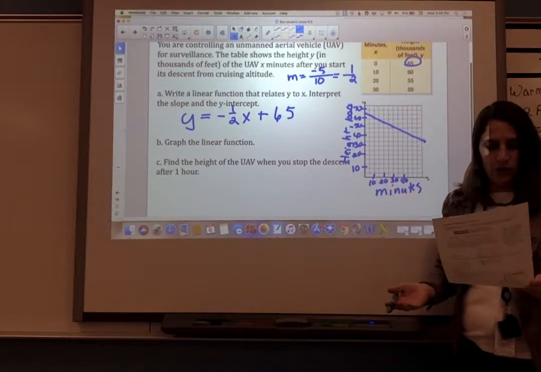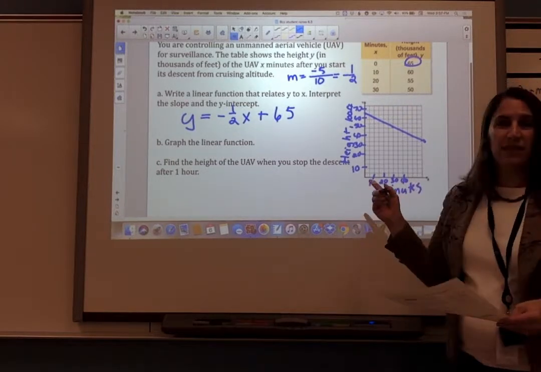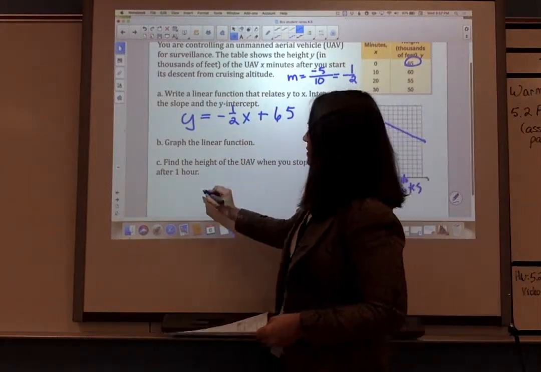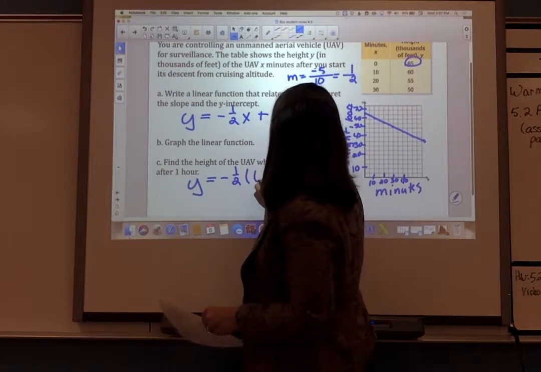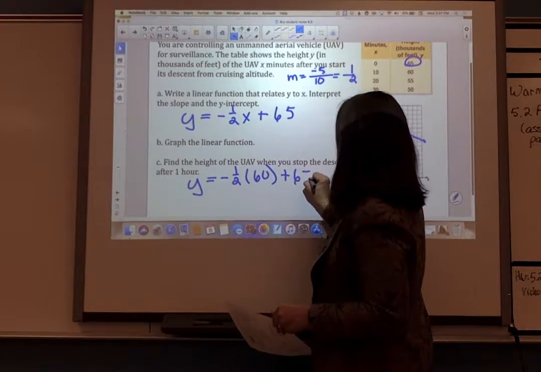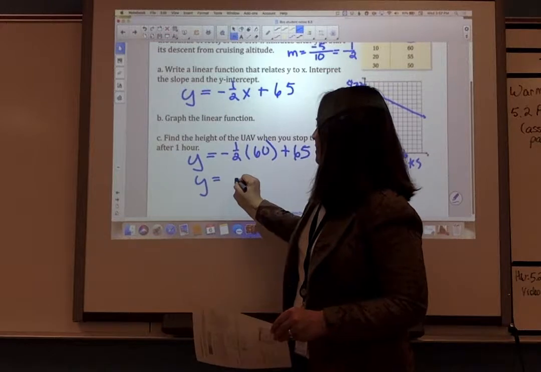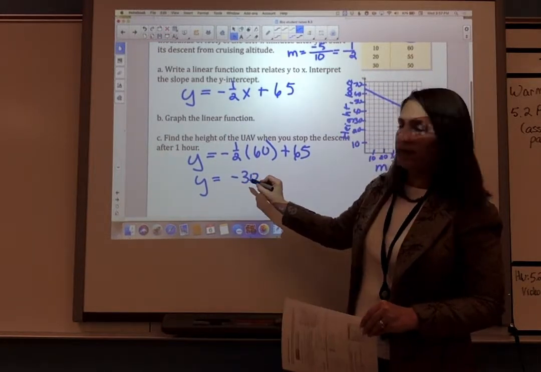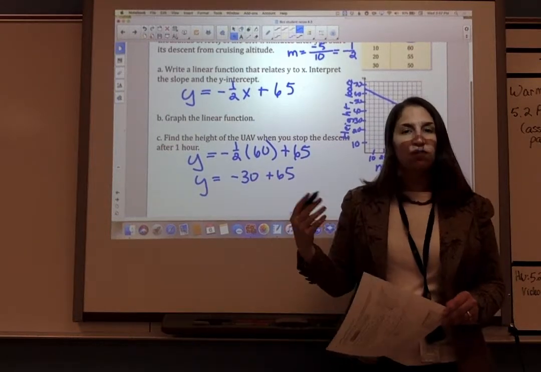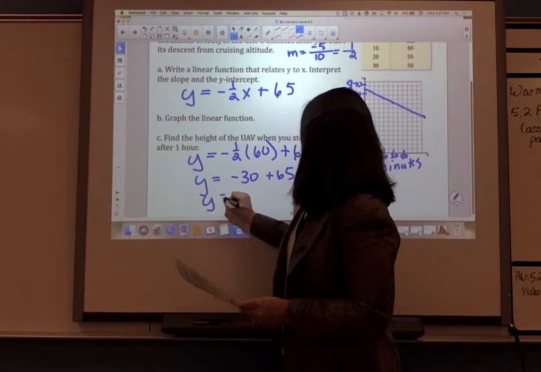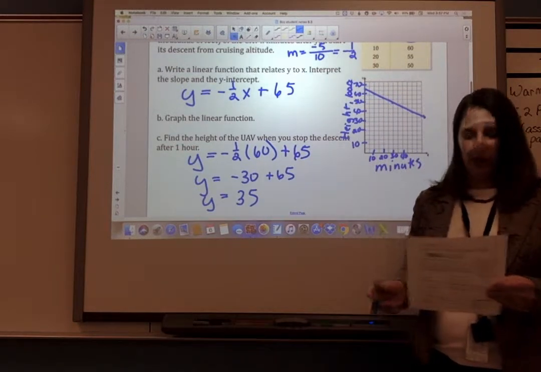And find the height of the UAV when you stop the descent after 1 hour. So in other words, when x equals 60. We can use the equation of our linear function and say -1/2 times 60 plus 65. That means that y is at -30, so it's decreased 30,000 feet from its starting altitude of 65,000 feet. So y is 35, or 35,000 feet after 1 hour.